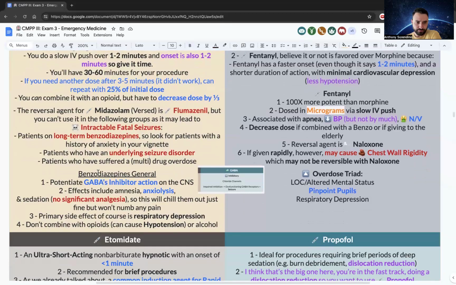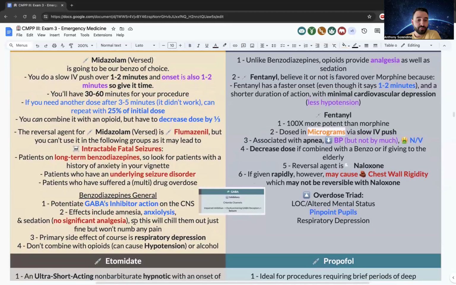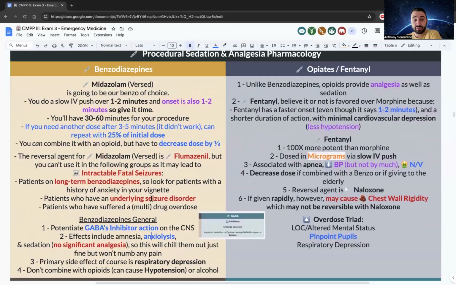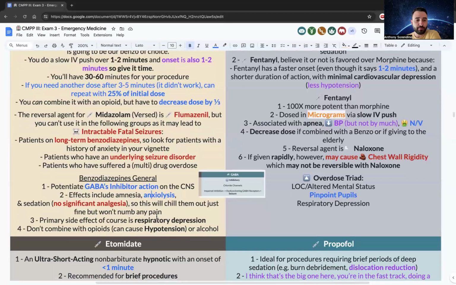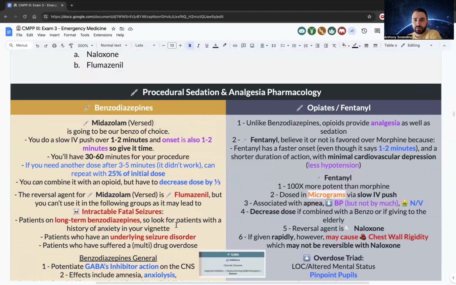The MOA, so this potentiates GABA's inhibitory action. GABA is already an inhibitory neurotransmitter. So it's basically a GABA agonist, I would think. And it's going to have anxiolysis because it's a benzo, but there's going to be no analgesia here. So it's going to do nothing for the patient's pain because this is a depressant overall. So it's going to cause respiratory depression, hypotension, because it's slowing everything down.